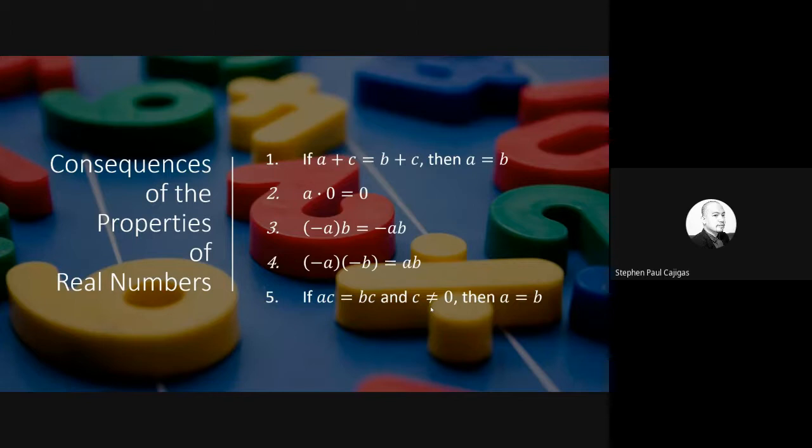Let's try making the proof for number 1 first. Let me have a Jamboard open.